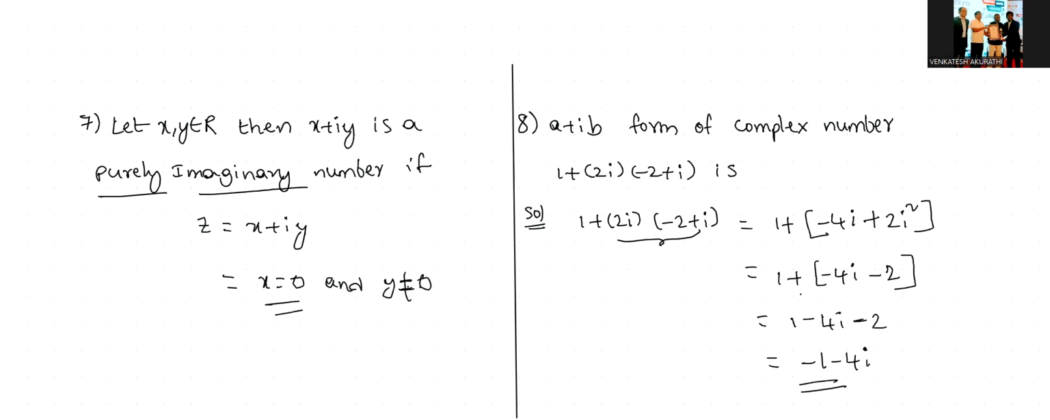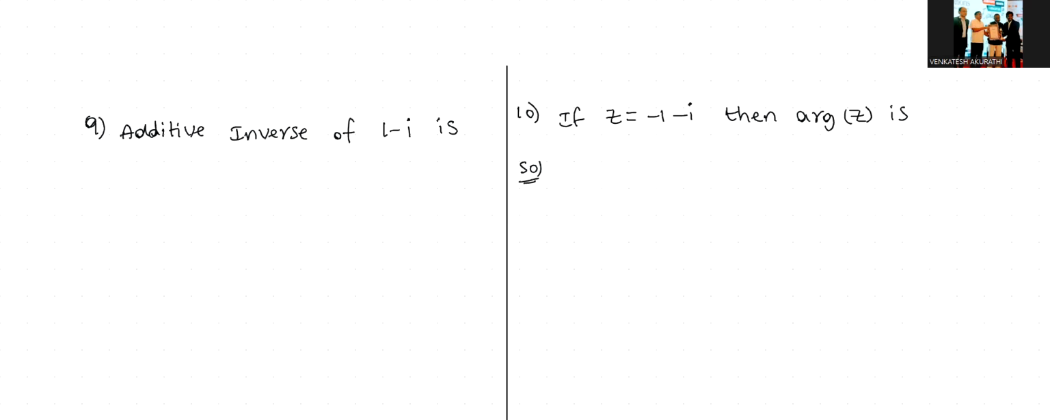And next problem, the additive inverse of 1 minus i. Here the real part is a positive value, so the additive inverse of the real part is minus 1. Here the value is positive, then we write the negative. The imaginary part is minus i, so its additive inverse is plus i. So this is the additive inverse.